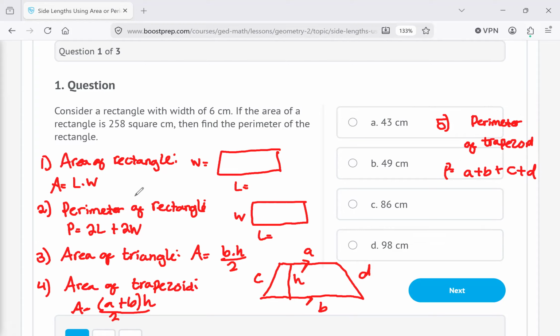Okay, so rectangle is pretty simple. Area of a rectangle is length times width. Perimeter of a rectangle is 2L plus 2W, or if you forget, you just add up all the side lengths, right? And then area of a triangle, this is something you have to know or memorize, is base times height over 2. And then area of a trapezoid is just something you have to memorize, but a little trick is you add up the two parallel legs, times the height, and then divide it by 2. And then lastly, the perimeter of a trapezoid is A plus B plus C plus D, or if you can't remember that, just add up all the side lengths, right? Think of it as fencing, right?